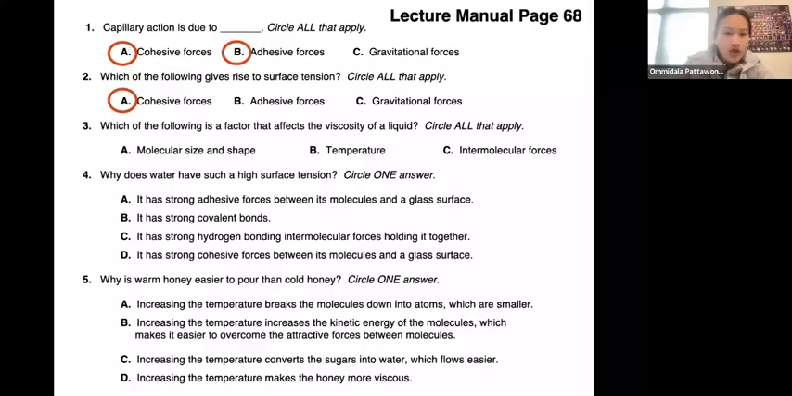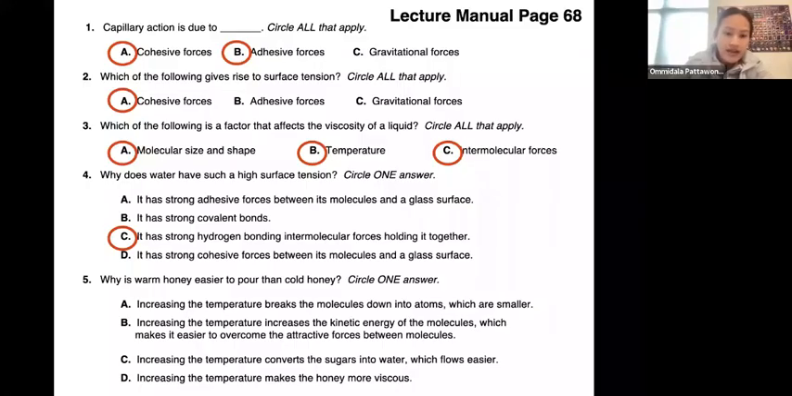Number 3, which of the following is a factor that affects the viscosity of the liquid? The answer would be molecular size and shape, as well as temperature, as well as intermolecular forces. Number 4, why does water have such a high surface tension? The reason for that is because water exhibits strong hydrogen bonding that holds the molecules together.